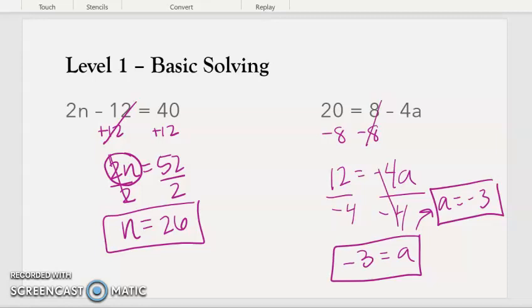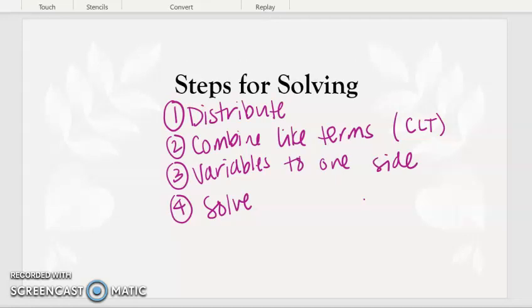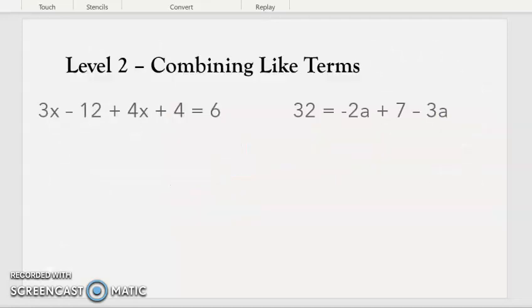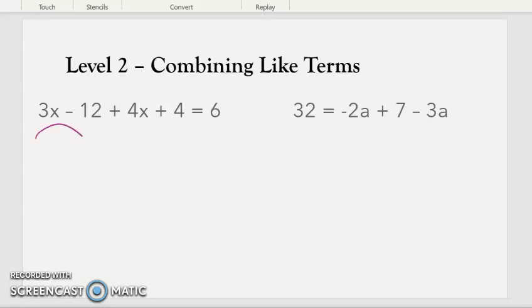Let's add a little bit to that. Let's make it a little more complicated. Okay? So write these down if you need to. You can pause. Again, if I go to my steps, the first step is to distribute. If I look here, there's no distribution. There's no parentheses. The second step is to combine like terms. Okay? So if I go here, I'll notice there's a lot of stuff on this left side that I can combine. So I'm going to start doing that.